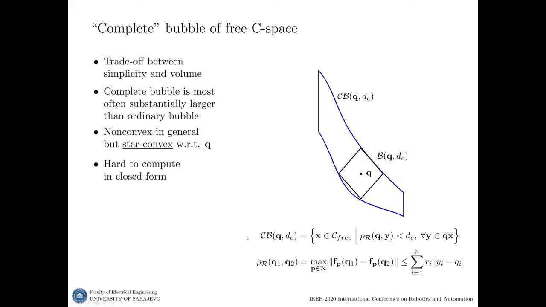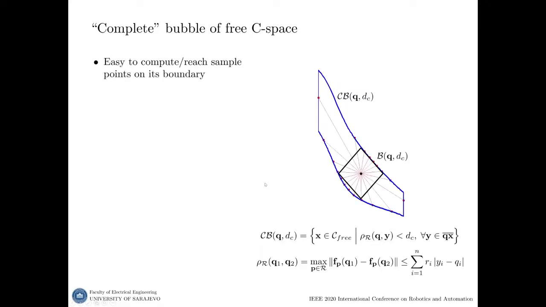A straightforward way to relax the conservative assumptions and thus increase the volume of the bubble is to use the original displacement metric rho sub r instead of Manhattan metric. The displacement metric yields the maximum amount in workspace that any part of the robot is displaced when moving between two configurations. As a result, we obtain the structure we call the complete bubble, which is larger than the original bubble. It may not be convex anymore, yet it remains star convex by definition. Its main drawback is that it is extremely hard to compute, even for low degree of freedom manipulators.